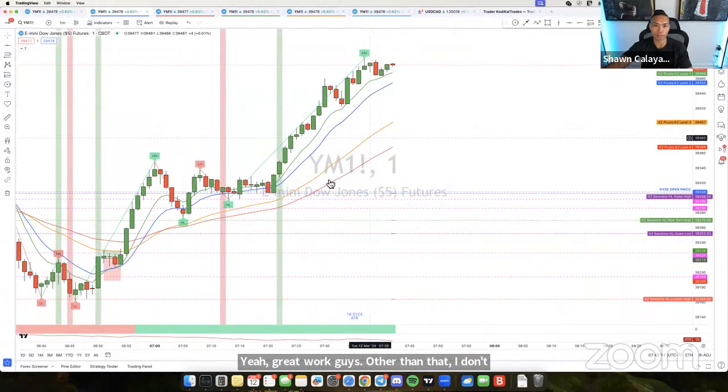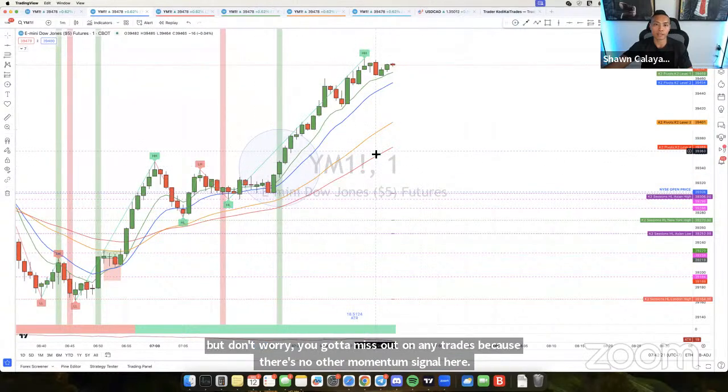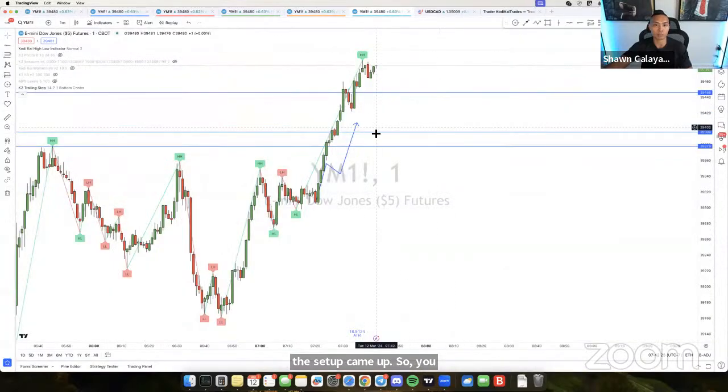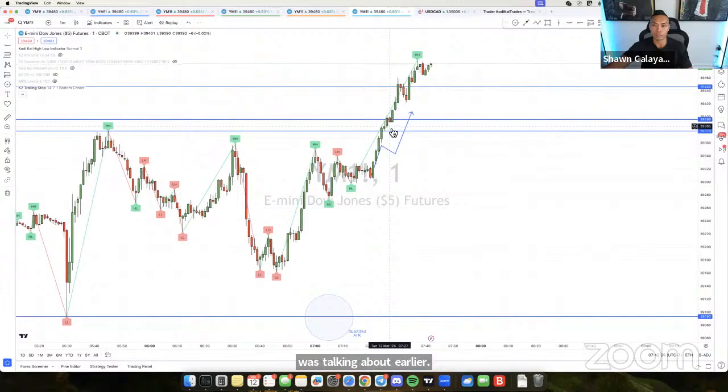So I know we went over all the trades right now, but don't worry, you haven't missed out on any trades because there's no other momentum signal here. The trend is up super high. And I'm glad that the setup came up. This is what Rashida was talking about earlier. She had a perfect analysis for it to come out and blast through the liquidity over here.